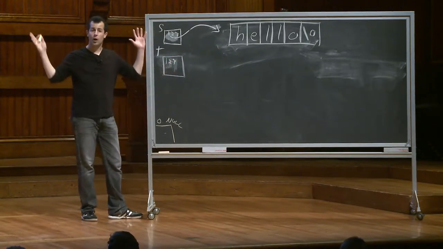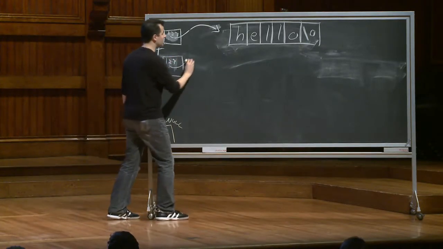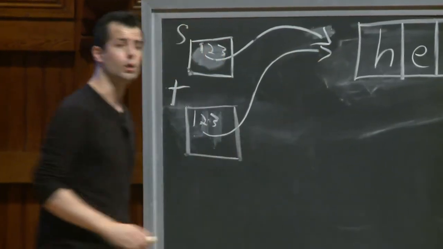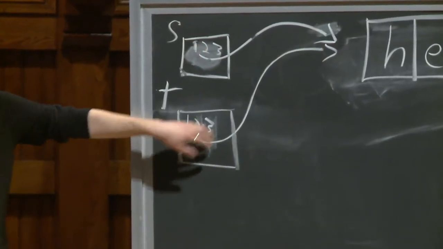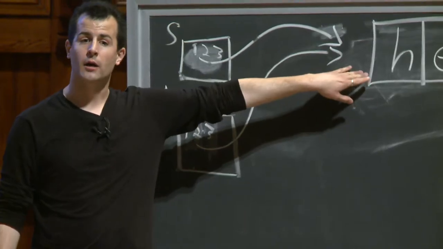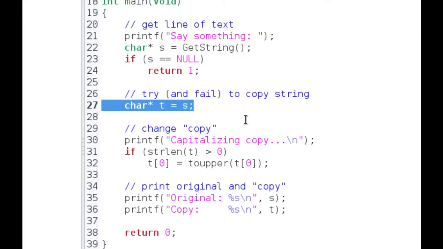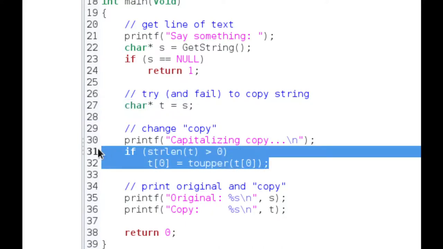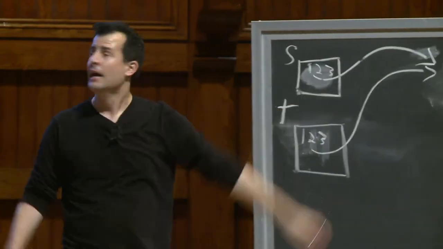Now, if we kind of simplify our world again with pictures, what you've really done is just added another arrow to your world that's pointing from t to the same exact string. So when in line 31 and 32, I actually go about changing t bracket 0, what is t bracket 0 apparently synonymous with now? s bracket 0. So that's all that's happening. And even though this sort of feels a little low level and arcane, and perhaps intuitively, this should have just worked. I've made copies of things before, and it just worked.